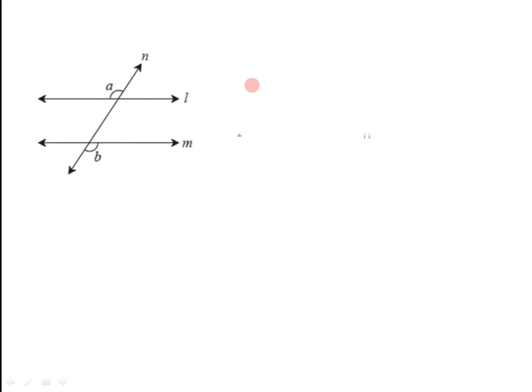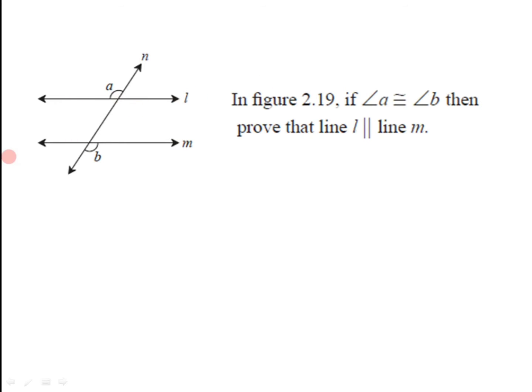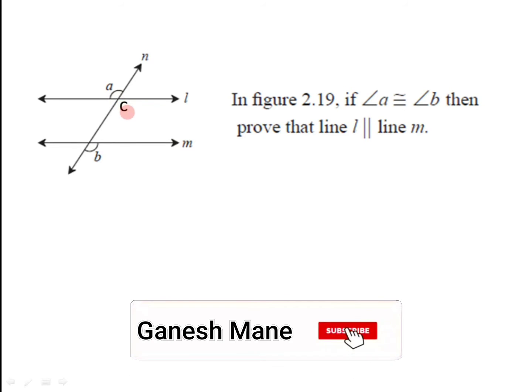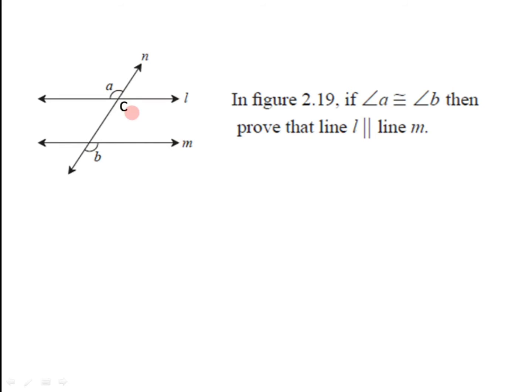The diagram is given in which line L and line M are given and line N is their transversal. Here also two angles are given, angle A and angle B, which are given to be congruent. From this information we have to prove that line L is parallel to line M. Now here we have to take another angle which is the vertically opposite angle of angle A. Let us name this angle as angle C. So here angle A and angle C are the vertically opposite angles.